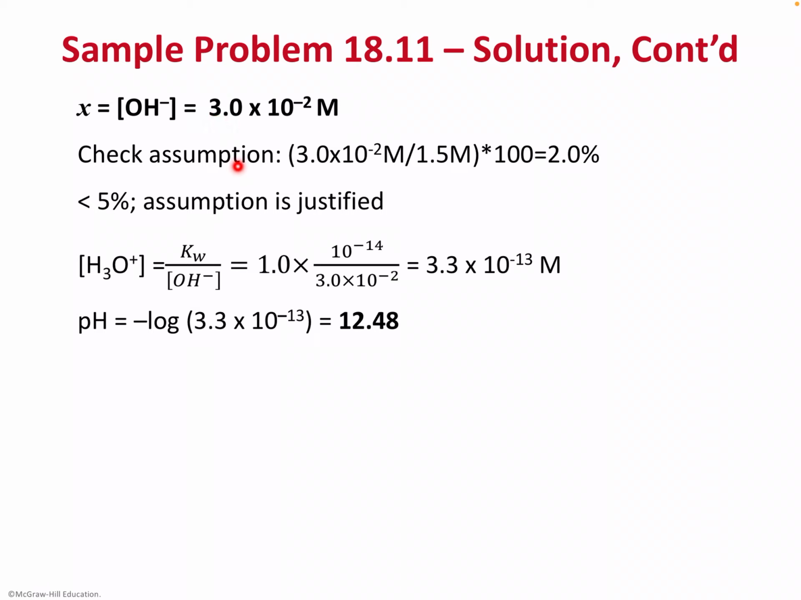And then we can check to see if the assumption that we made is valid. So this is the x amount, and you divide it by the initial concentration times 100, which gives 2%. So our assumption is justified.